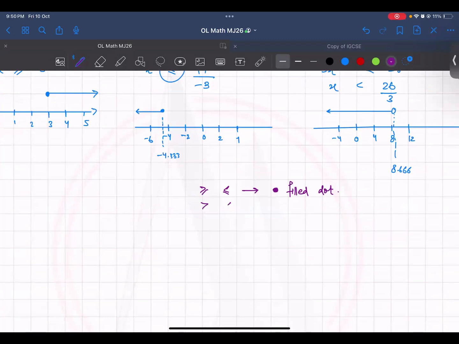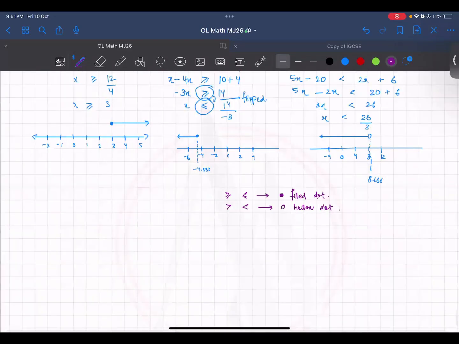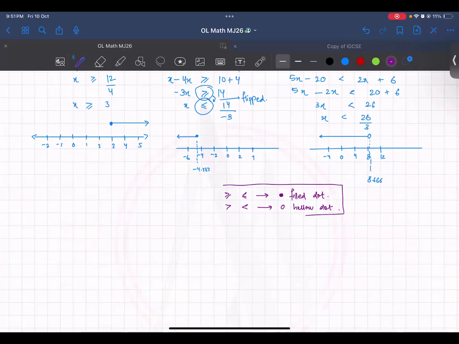And if it is only greater or less than, it will be a hollow dot, because that exact point is not included. So don't forget this. So we are done with the basic part, and now moving on to the graphs.